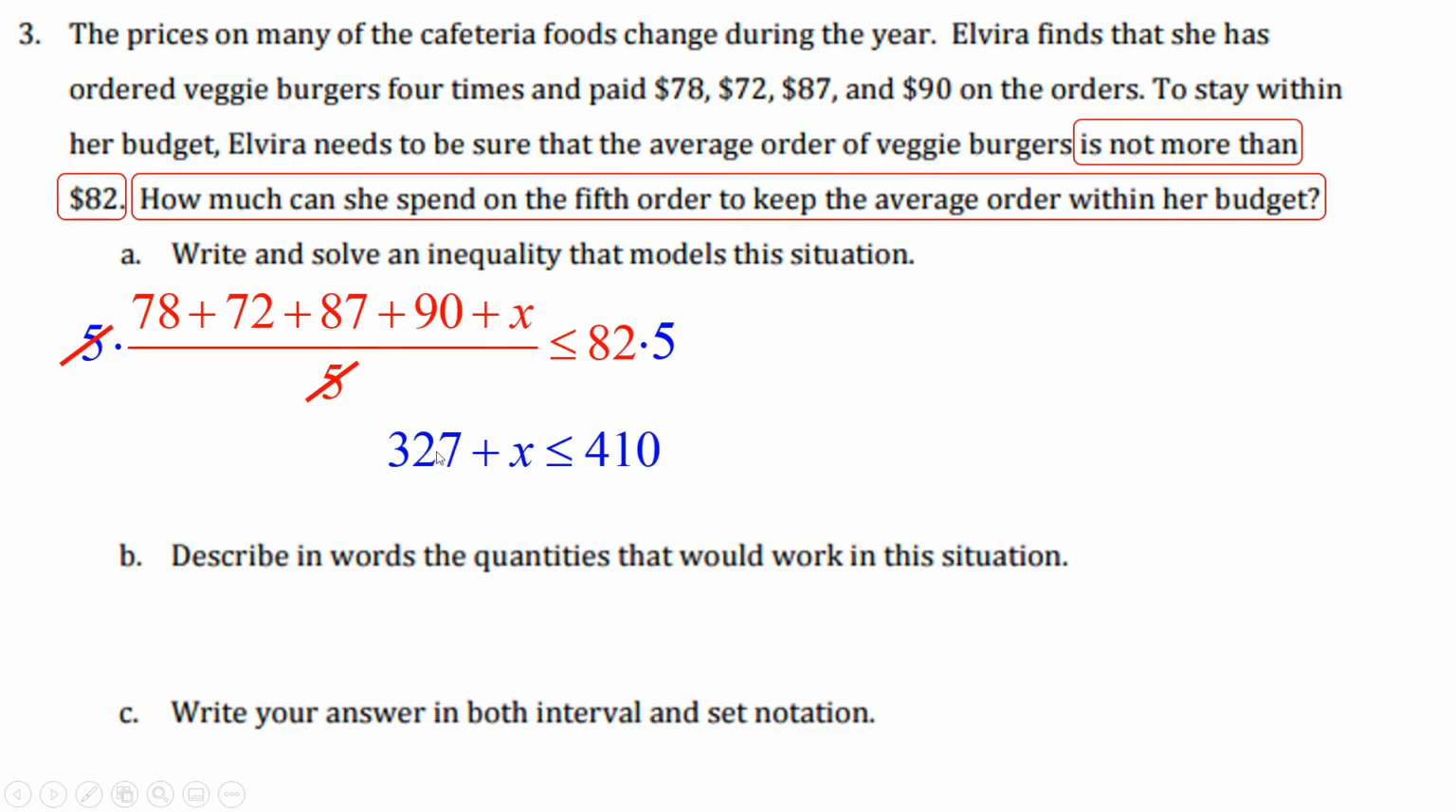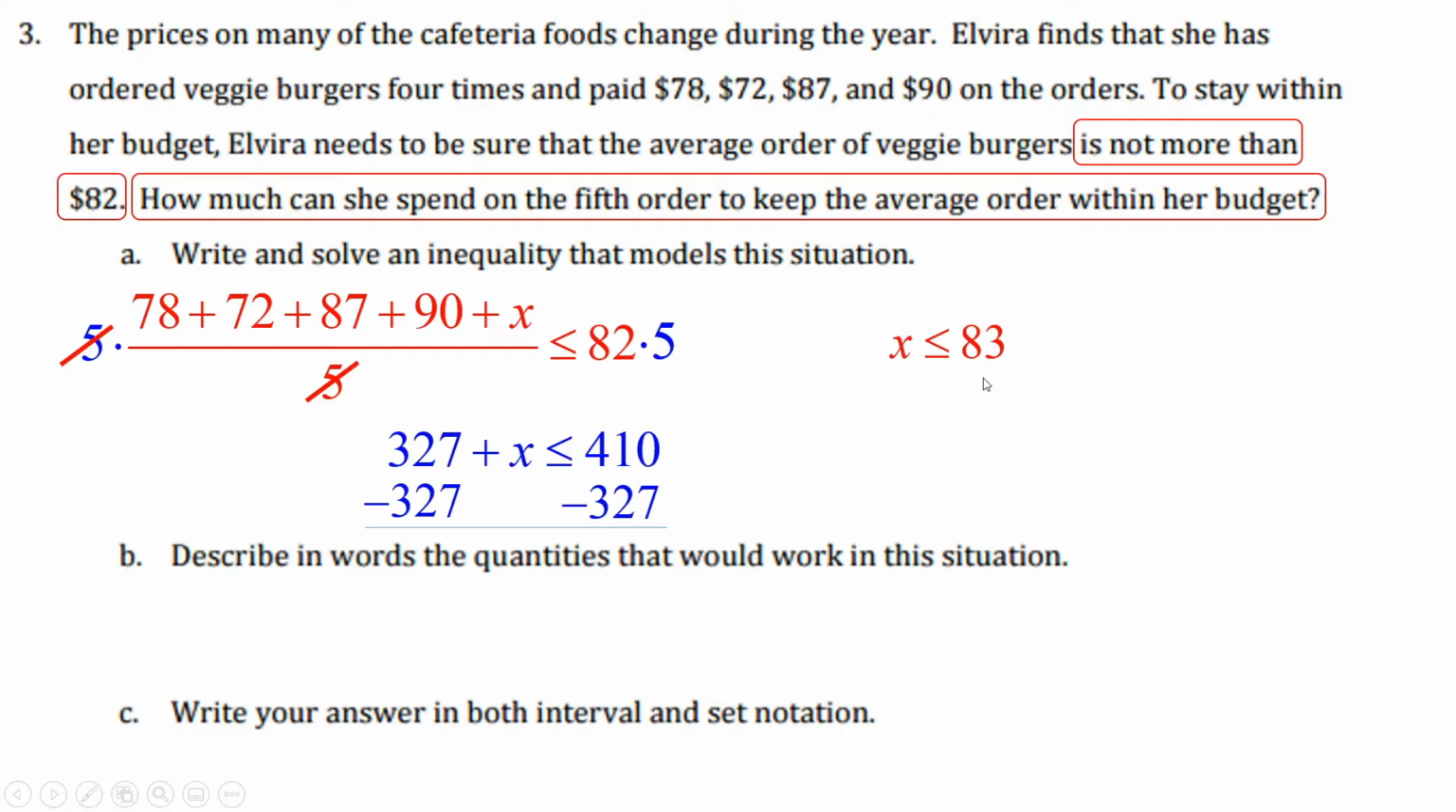And now, how do we undo this addition of 327? We're going to subtract it from both sides. Okay, and 410 minus 327, there it is right there. So let's rewrite our inequality, and the 327 minus the 327 cancels, leaving the x, and x is less than or equal to 410 minus 327, which is 83.